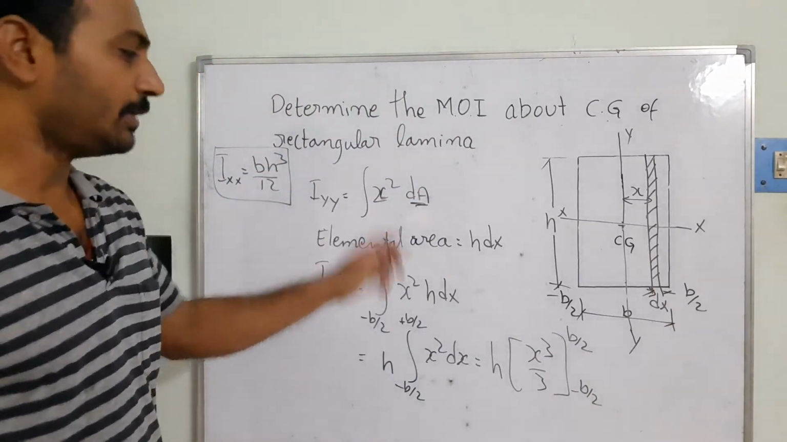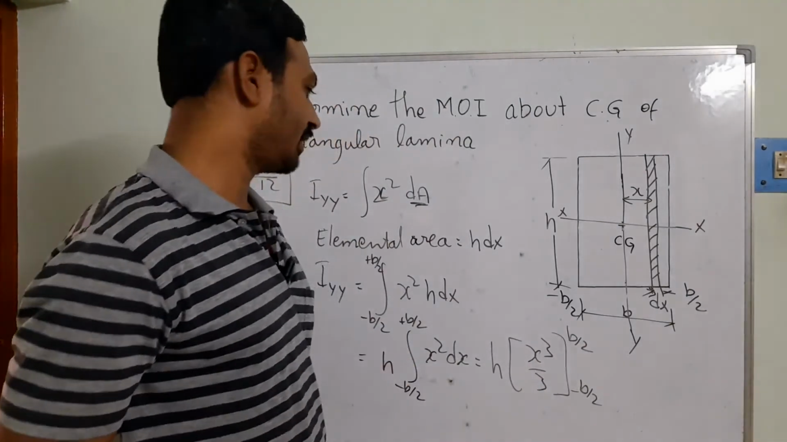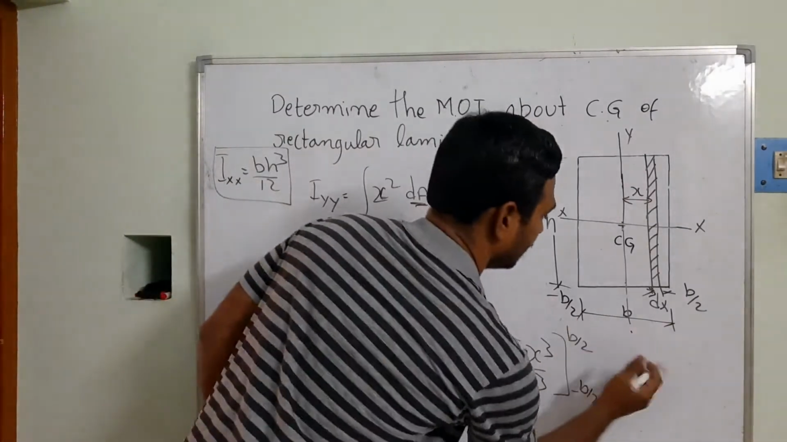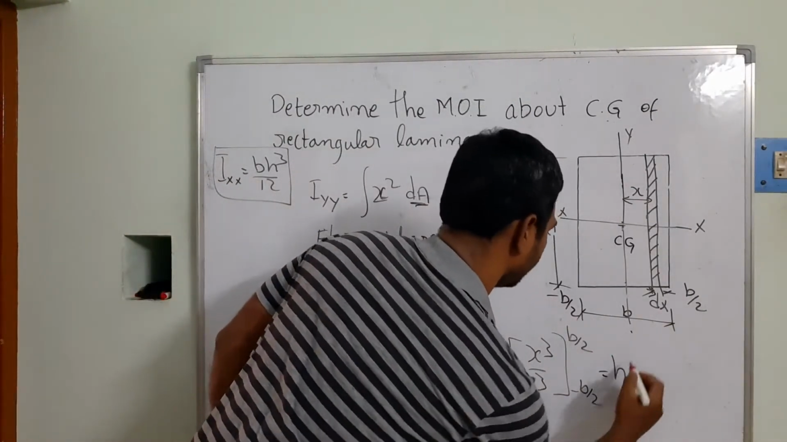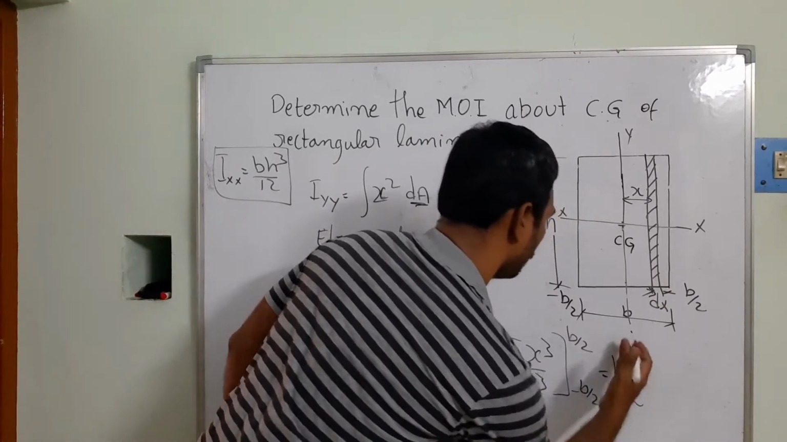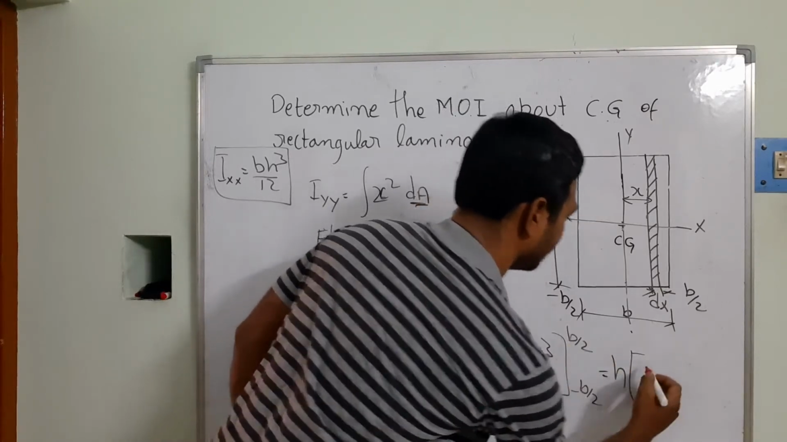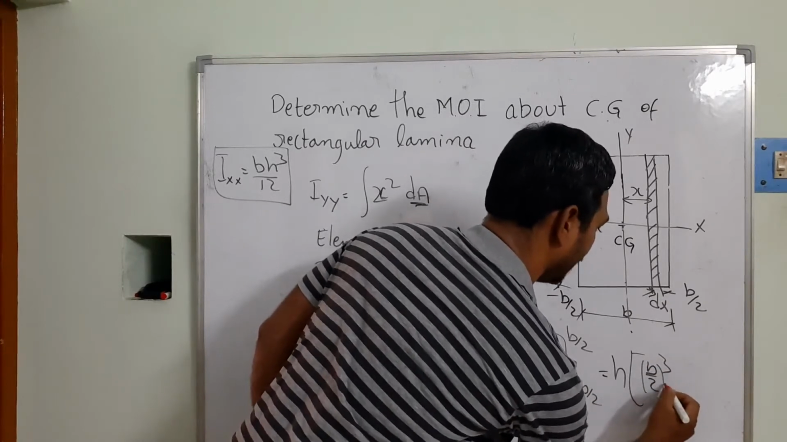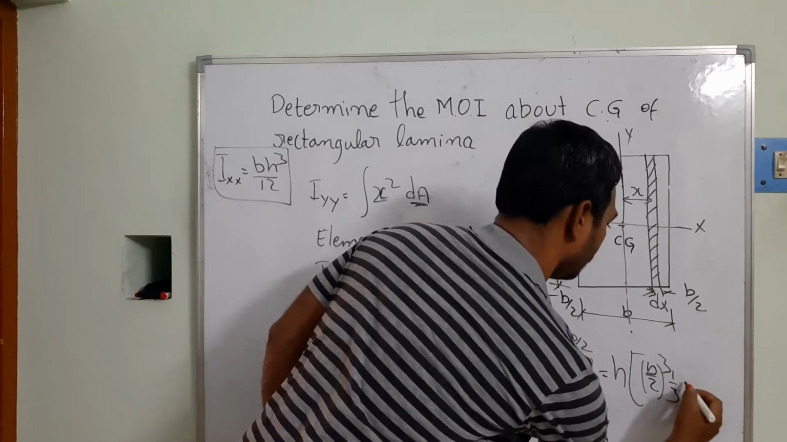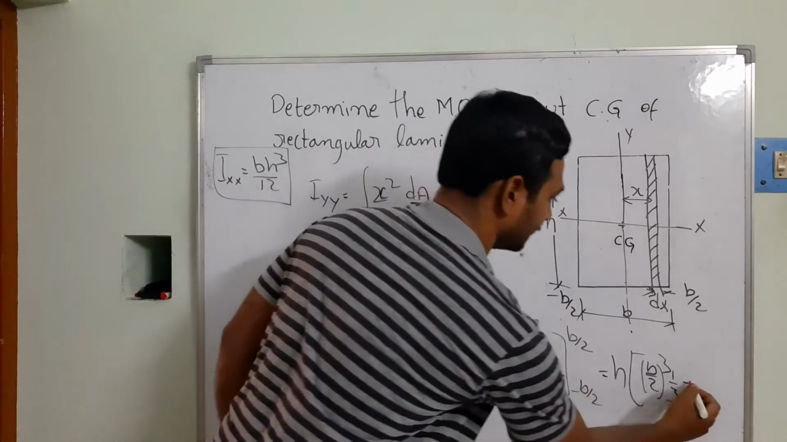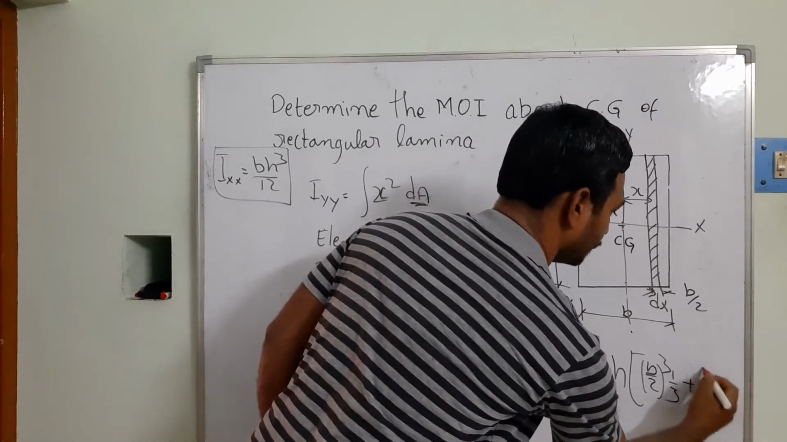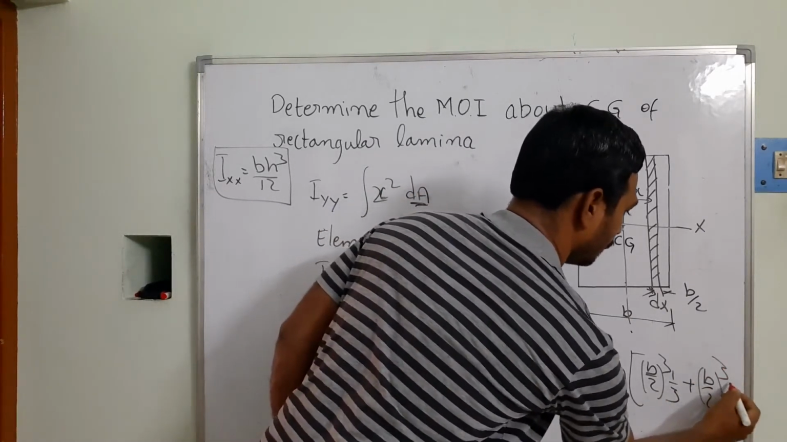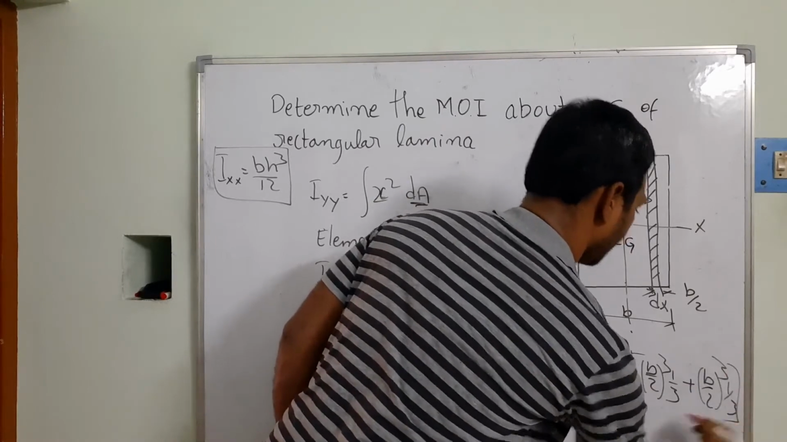So then I am going to be substituting these limits in this equation. So that means we are substituting the b by 2 in this equation. That's going to be b by 2 whole cube into 1 by 3, minus into minus will become plus here. So that's going to be b by 2 whole cube 1 by 3 I am getting.